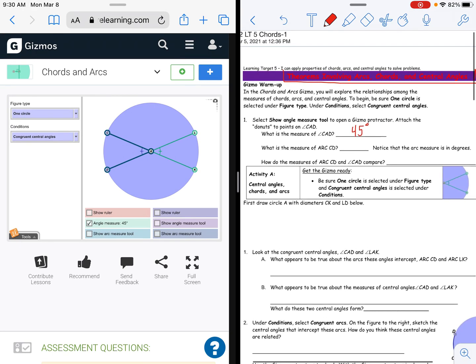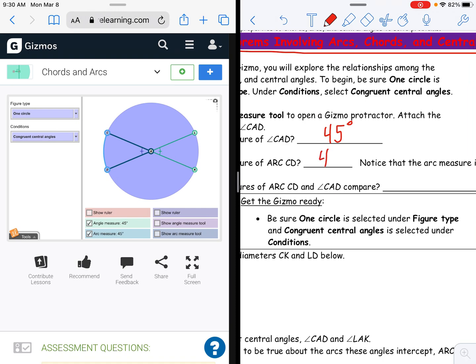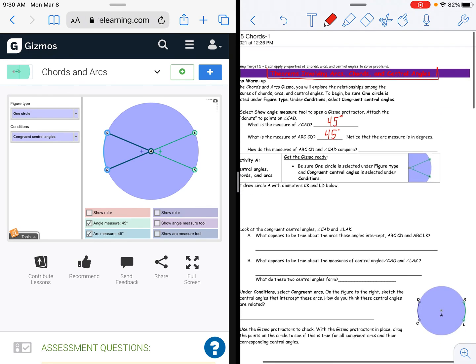And what's the measure of arc CD? Show arc tool, turn it on. So the measure of the arc is 45 degrees. Something important that we're going to be comparing and contrasting later: arc measure is in degrees. Later on, we're going to do arc length, that's in inches and centimeters. We're doing arc measure right now.